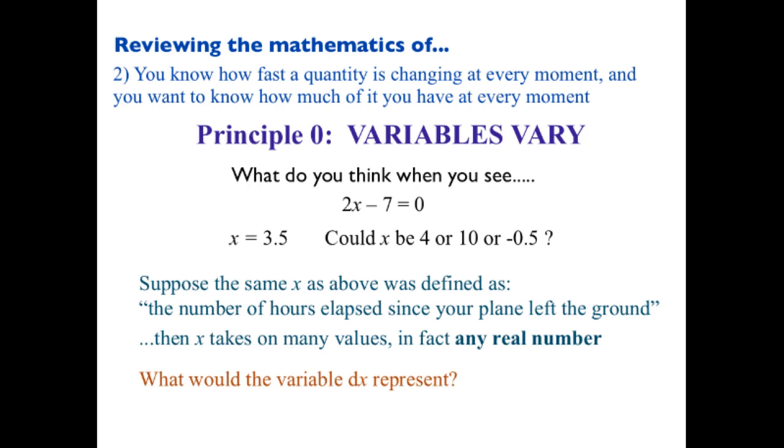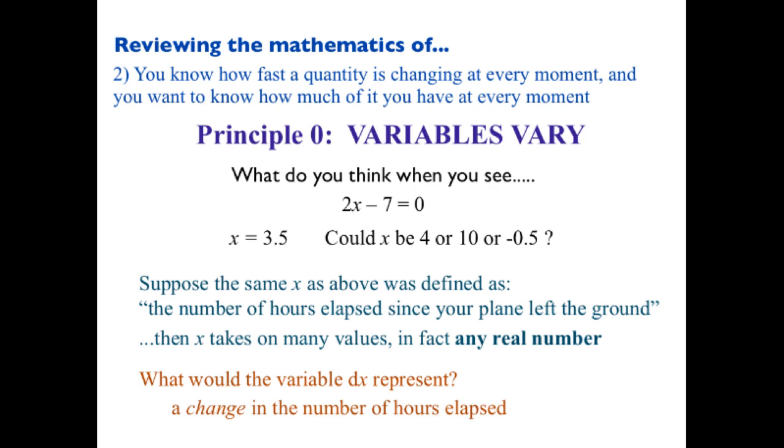All right? So what about this? dx, variable dx, what would that represent in this situation? If x is the number of hours elapsed since your plane left the ground, then what might dx represent? And so if it's a change in x, then it's a change in what? Right, so dx is a change in the number of hours elapsed.